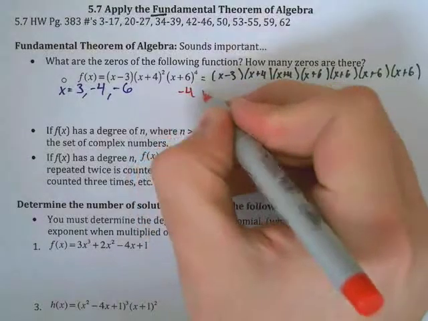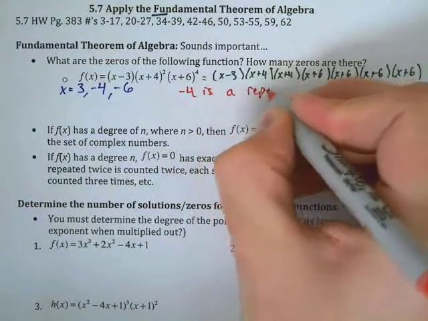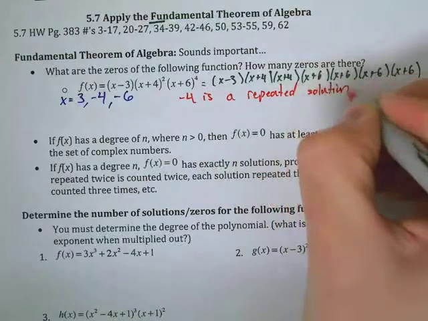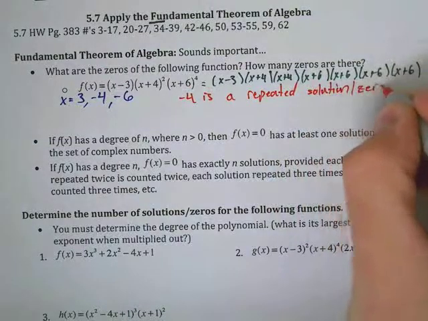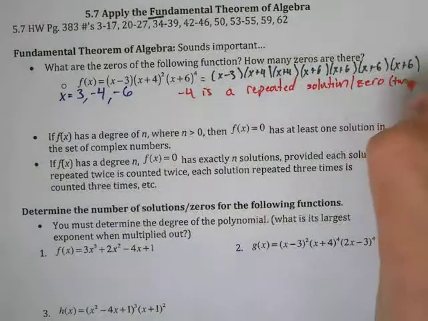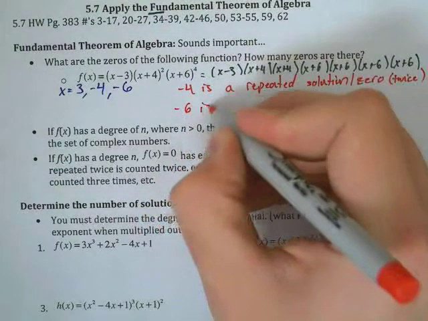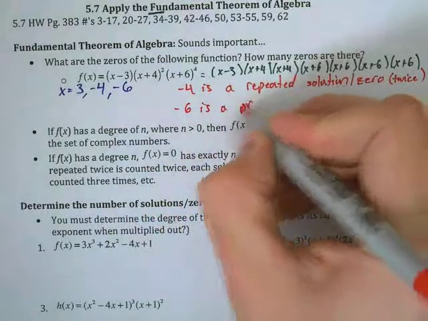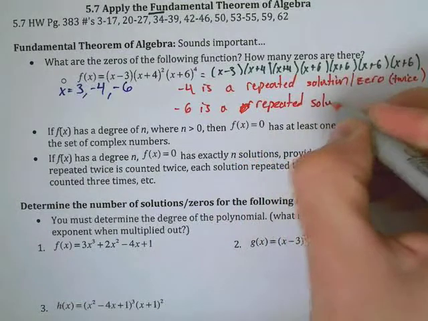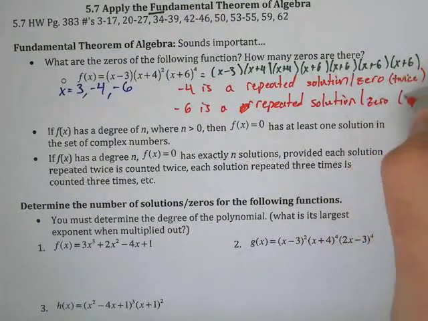-4 is a repeated solution, or zero, which is another word that we say, solution or zero. More specifically, it's repeated twice. And -6 is also a repeated solution, and this one's 4 times.